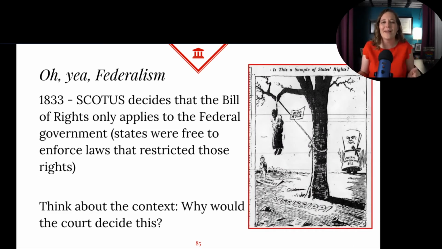Oh, that's right. This was before the Civil War. And before the Civil War, states' rights were everything. Now, remember, states' rights were often about restricting freedoms. This is also before the 14th Amendment, and the 14th Amendment is what the Supreme Court now uses to make sure that states have to protect those same federal individual protections.